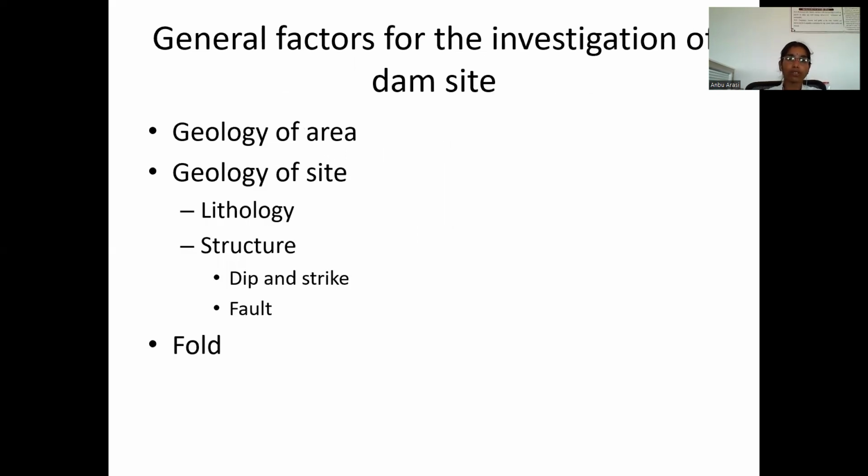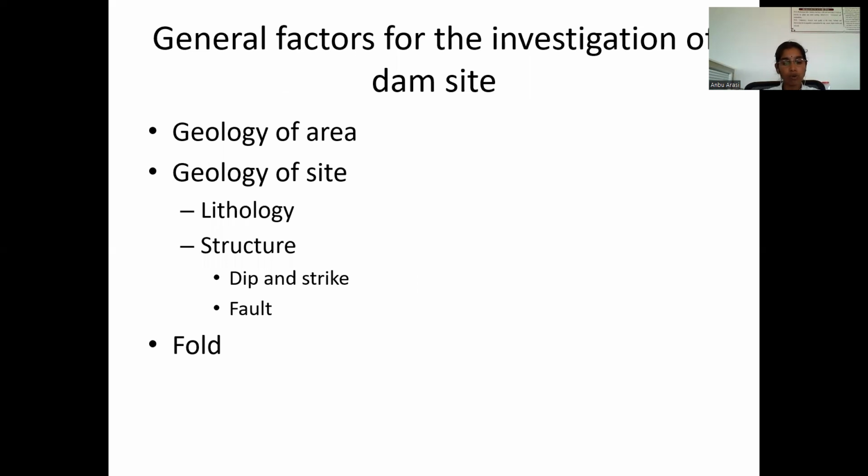General factors for the investigation of a dam site. First one, geology of the area. Detailed investigation is needed on the geological mapping covering the geological site of the reservoir. Geology of the site, that is lithology and structure. Structure is considered in two categories, dip and strike, and fault.